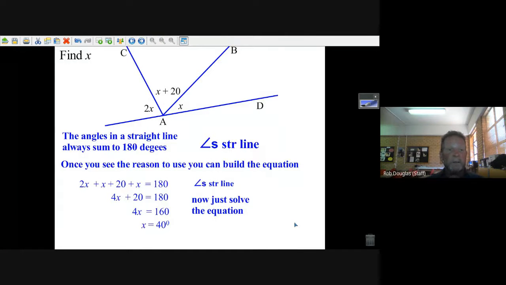Okay, now we are still going to be using the laws of geometry, the reasons in geometry, to try and solve an equation and then find out what x is to determine x.